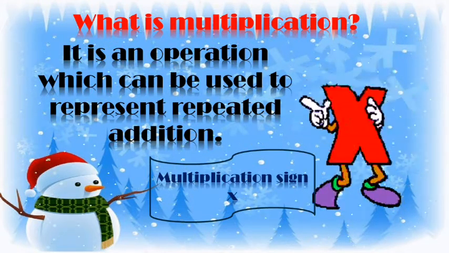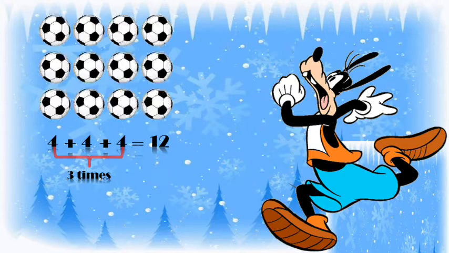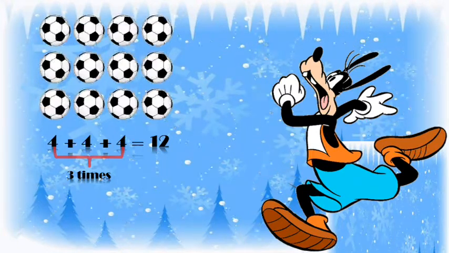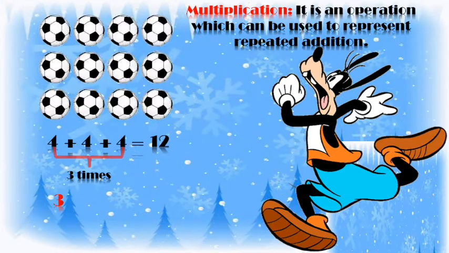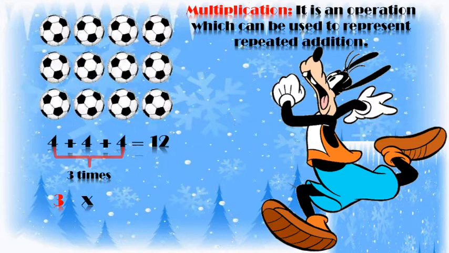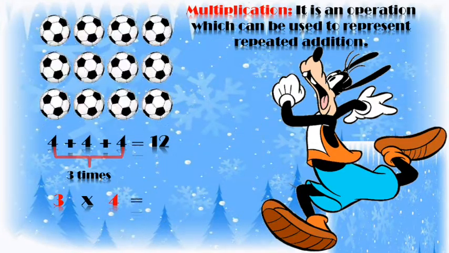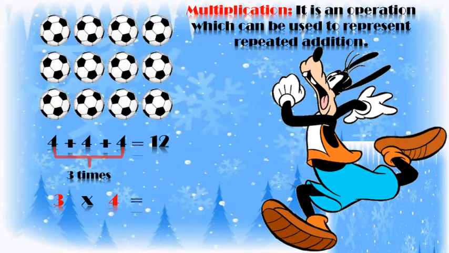Let's go back to our problem. Since we added 4 to itself 3 times, we can represent this as 3 multiplied by 4 or 3 times 4, which equals 12.